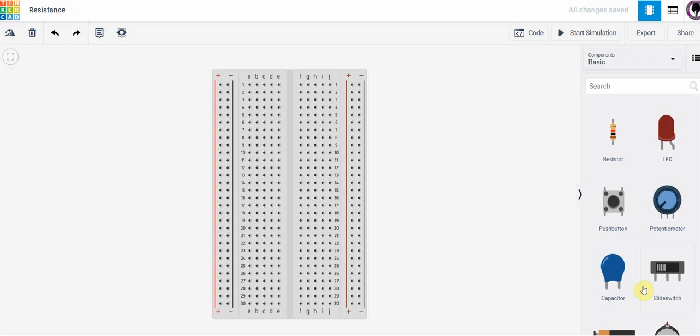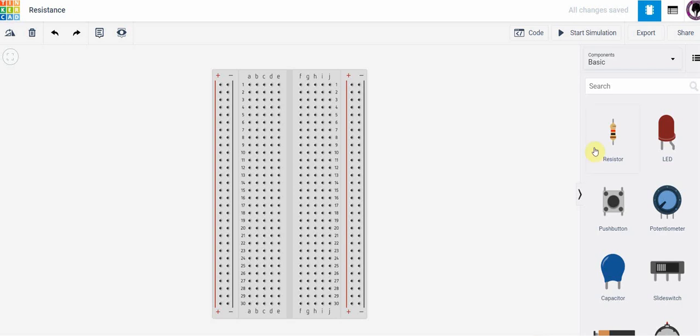In this Tinkercad video, we're going to take a look at something called resistance. In any electric circuit, there's a certain amount of resistance, and that resistance will determine how much electricity flows, or the current that flows in a circuit. So we're going to take a look at resistance in this video.